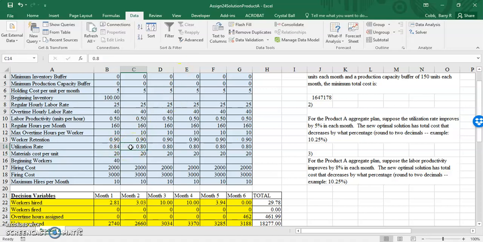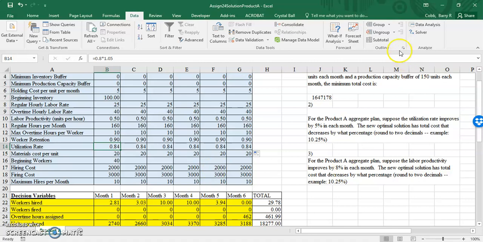And I'll need to copy that. What I'll do, I believe, is just reference the first one and copy it out. And this is just a trick. If you want to copy this over for all the months in the model, and you just reference this number, and then copy that formula over, now you can just change things in this one cell. So there's a 5% improvement in utilization.